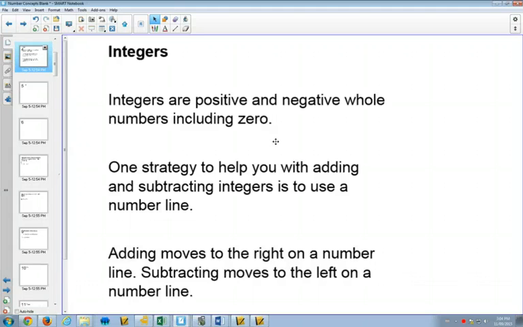So for integers, this idea of a number line can really help you if you ever get mixed up with what's happening when you're dealing with positive and negative values. First of all, anytime that you add something on a number line, it moves it to the right, and anytime you subtract something on the number line, it moves it to the left. But sometimes we're going to be adding negative numbers and subtracting negative numbers, so we're going to see how that all works.